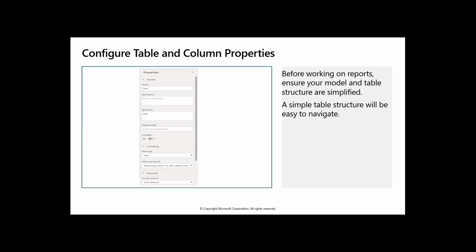Configuring table and column properties makes working with the data and model much easier and more efficient. Finally, the model view in Power BI Desktop provides many options with the columns property that you can view or update. So these are the things you do with your tables. Let's move on.